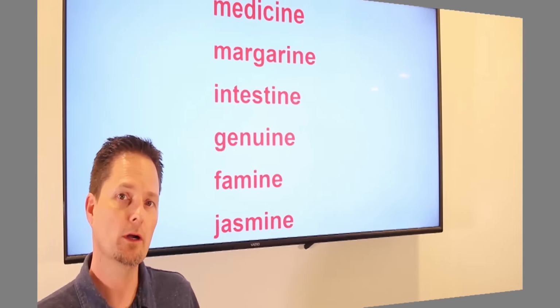So we're going to practice the pronunciation of the sound in for INE. Example, medicine, margarine, intestine, genuine, famine, and jasmine. Let's take a closer look. Our first example, medicine. Pronunciation is in, medicine. Medicine is not countable usually. We don't say a medicine or medicines. Some medicine.